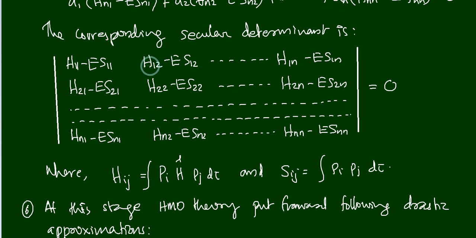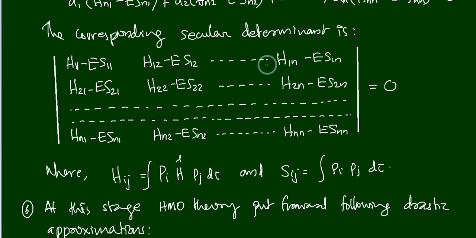And what about the other one? H12. H12 is equal to beta, because 1 and 2 are directly bonded carbon atoms. So H12 is equal to beta, and S12 is equal to 0, so this becomes beta minus 0, that is equal to beta. So this is alpha minus E, this is beta, and if you are considering the next one, it will be H13. 1 and 3 are not directly bonded, so H13 will be equal to 0, and S13 is also equal to 0.